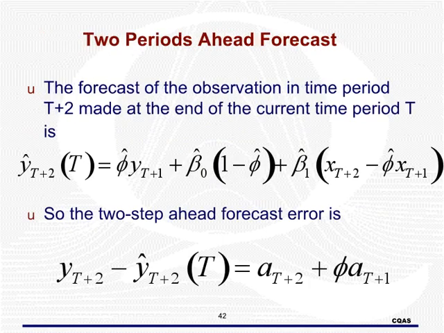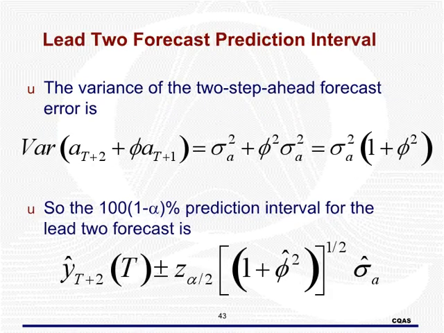The principles for the one-step ahead prediction interval can be extended to 2 steps ahead. The 2-step ahead forecast and forecast error is given on the slide. Notice that both the forecast and its error is a function of phi. Now, based on the 2-step ahead forecast error, the variance of the 2-step ahead forecast error is given on the slide. This also leads to the prediction interval.